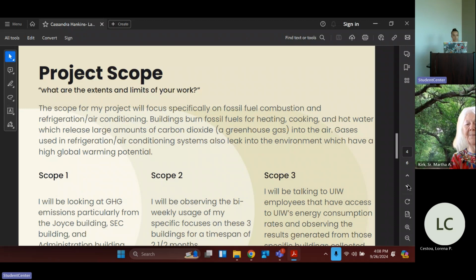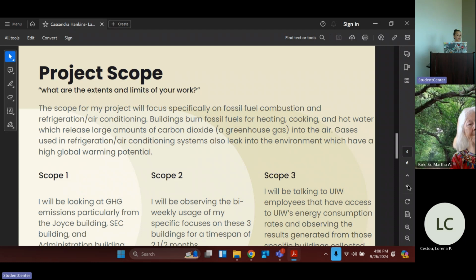The second scope that I will be looking at is limiting the duration of my work on campus. Our project is limited in time, and we only have until about December, so I will be focusing on these three buildings for a time span of about 2.5 months.